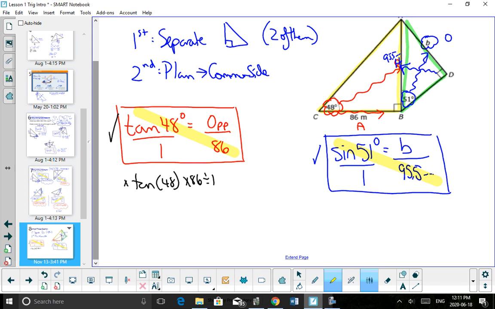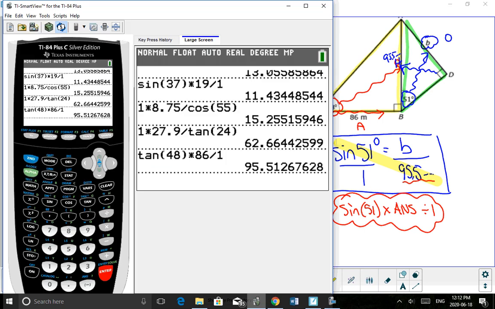So on your calculator, you're going to go sine 51 times, now we need to use that entire number. So I'm going to write in ANS. I'll show you what I mean here in just a sec. And then I divide by whatever's left over. So on your calculator, you have got this feature. So with that answer displayed of the 95.5, I'm now going to go sine 51, finish off the bracket, times.